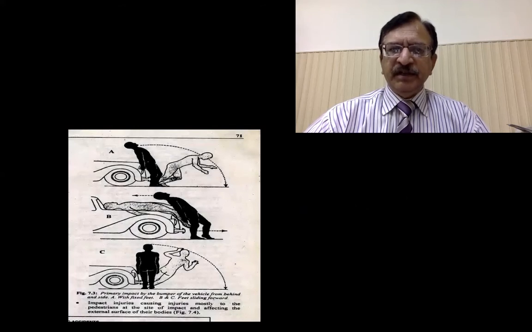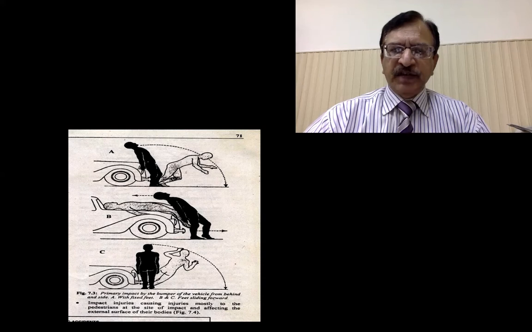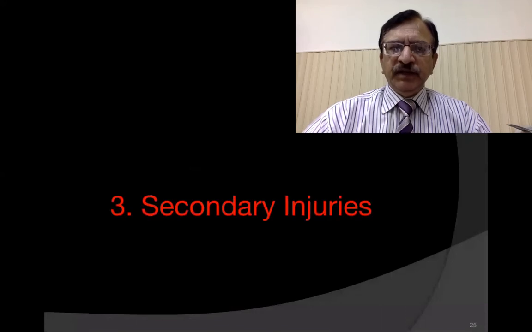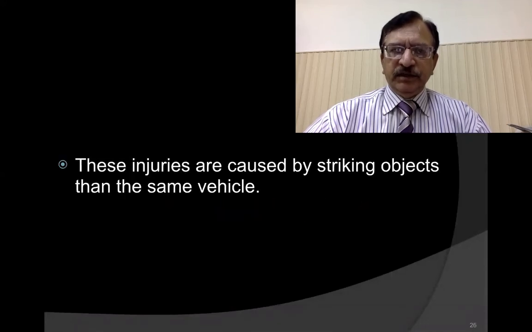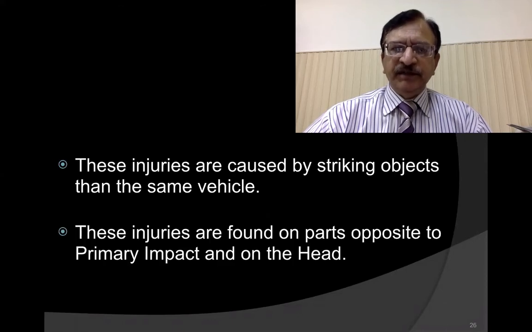In picture A, there is rotation forward, in B, rotation on the vehicle, and in C, the impact is on the side and the rotation is in front of the vehicle. Then the secondary injuries are due to impact on the ground or other objects, not the vehicle.